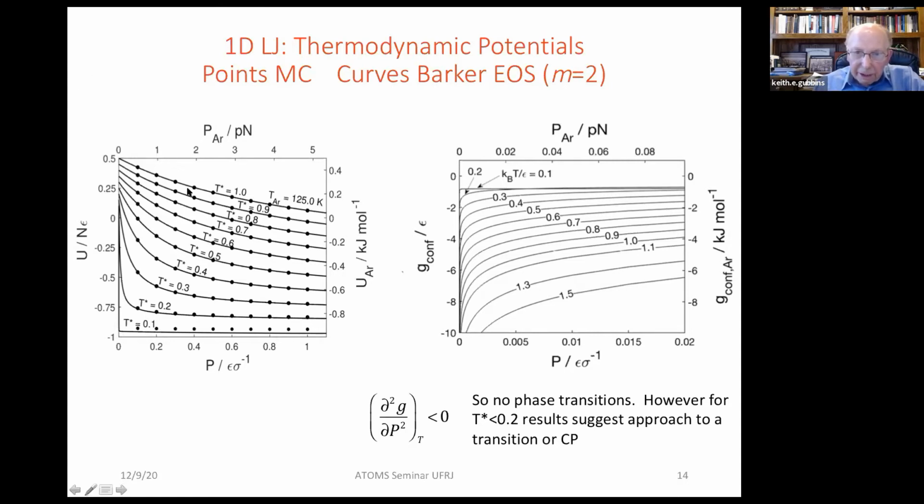This is the Gibbs energy or configurational part. Again, this condition is fulfilled, and so you don't have any phase separation, but you see again at this very low temperature, 0.1, you get this sharp bend.